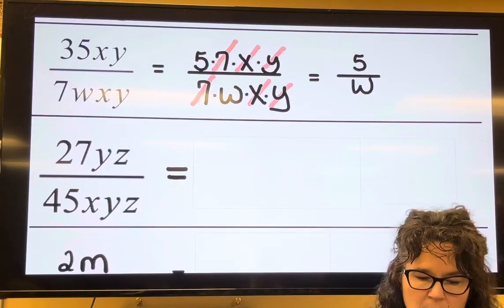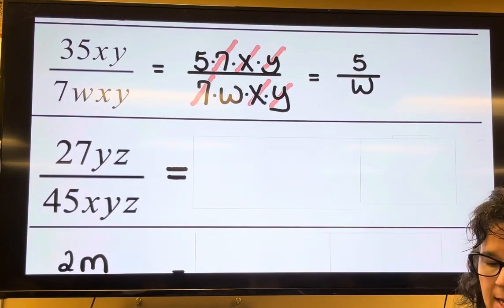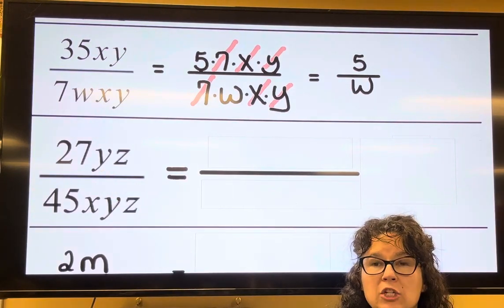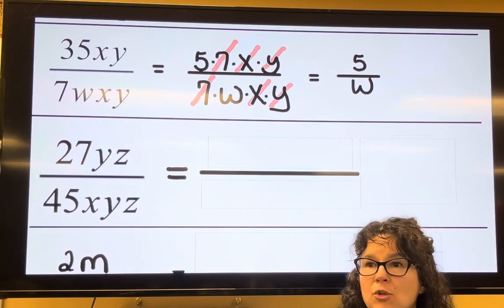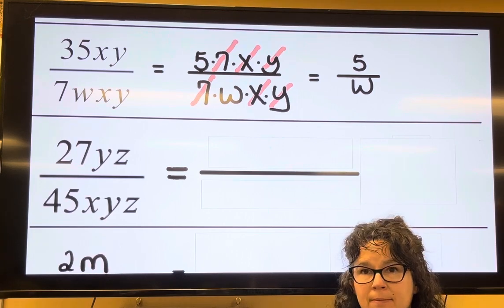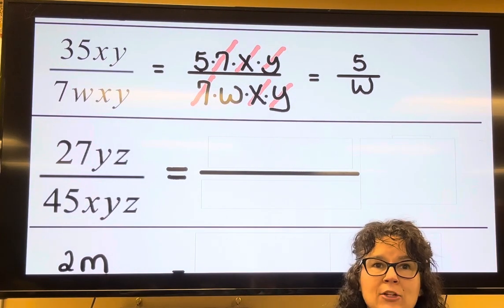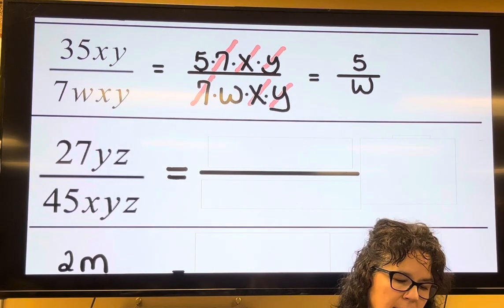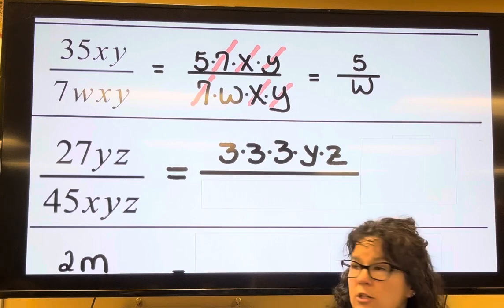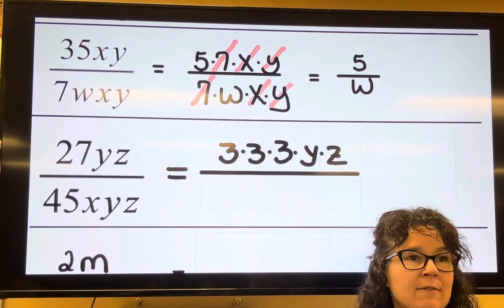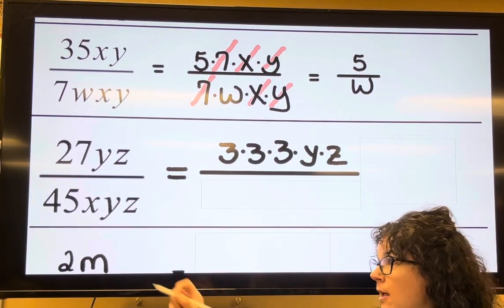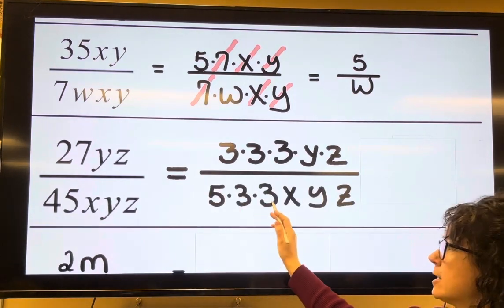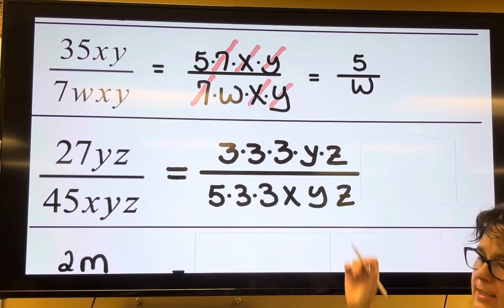So when it comes to expanding this one, thinking of two numbers that multiply together to get 27, that's 3 multiplied by 9, and that 9 is 3 times 3. So 27 is 3 times 3 times 3. Again, you could make a factor tree if you need to. The 45 is 5 times 9, and then the 9 is 3 times 3. So that is 5 times 3 times 3 times the x, y, and z.